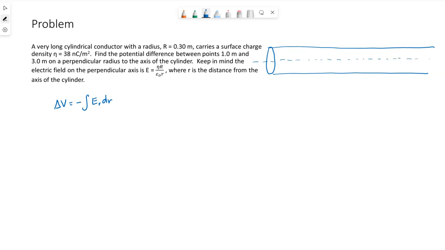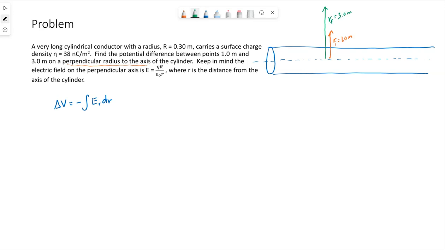That is the axis of the cylinder. So coming back to the question, when it talks about the perpendicular radius to the axis, perpendicular to the axis would be this direction. So it's asking about our initial of 1 meter versus our final of 3 meters.